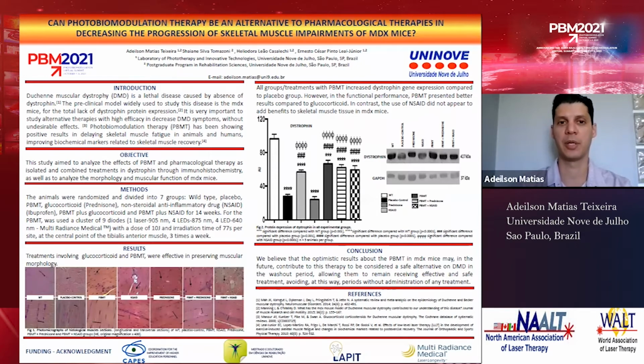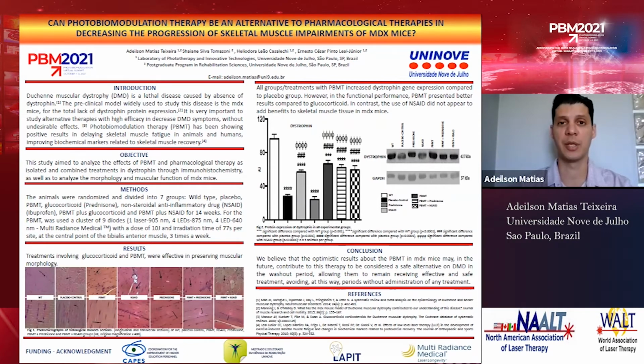Can photobiomodulation therapy be an alternative to pharmacological therapies in decreasing the progression of skeletal muscle impairments of MDX mice? Duchenne muscular dystrophy is a lethal disease caused by absence of dystrophin. The preclinical model widely used to study this disease is MDX mice, for the total lack of dystrophin protein expression. It's very important to study alternative therapies with high efficacy in reducing DMD symptoms without undesirable effects.